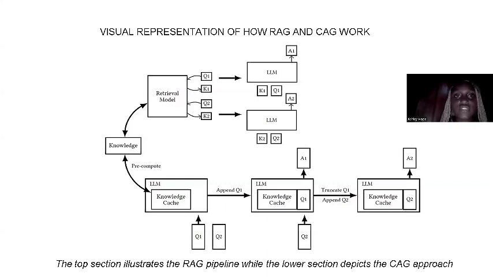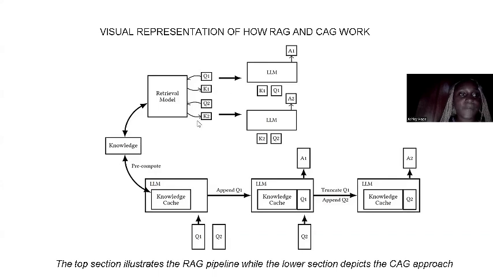Now let's look at this slide that shows us a visual representation of how retrieval augmented generation and cache augmented generation work. The top section is basically retrieval augmented generation, and that's what we're going to start with. So say this retrieval model receives queries, let's say query 1 or query 2. It's going to search for the relevant knowledge in a pre-computed knowledge base, where it's going to get items such as K1 and K2. So this ensures that the model has the right context before passing the query to the large language model for processing.